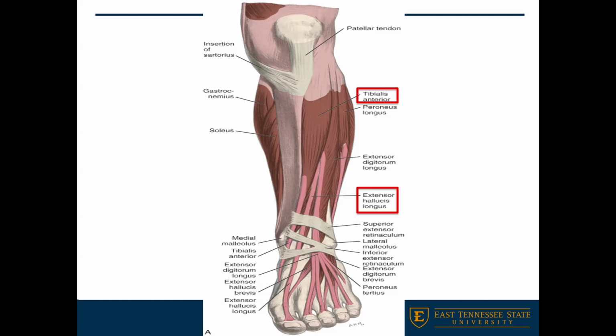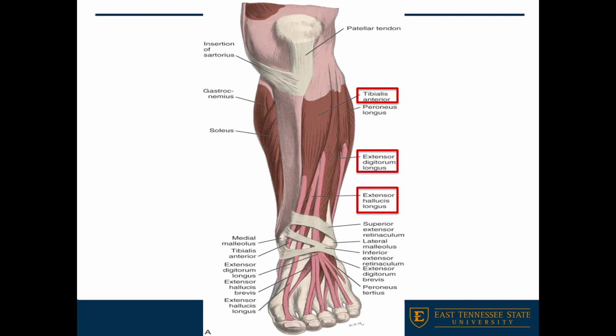Next, we have extensor hallucis longus. Its proximal attachment is the fibula and the interosseous membrane. Its distal attachment is the distal phalanx of the great toe. Its action is to extend the great toe and dorsiflexion of the foot. Its innervation is the deep fibular nerve, and its blood supply is the anterior tibial artery.